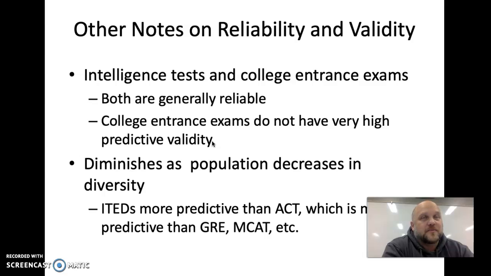Meaning there's lots of people who don't score terribly well on the ACT but go on to do well in college. And then there's some where it's the inverse: they do really well on the ACT and don't do very well in college. You can think of a lot of factors that could explain that, from work ethic to all kinds of things. But bottom line, they don't have terribly good predictive validity.